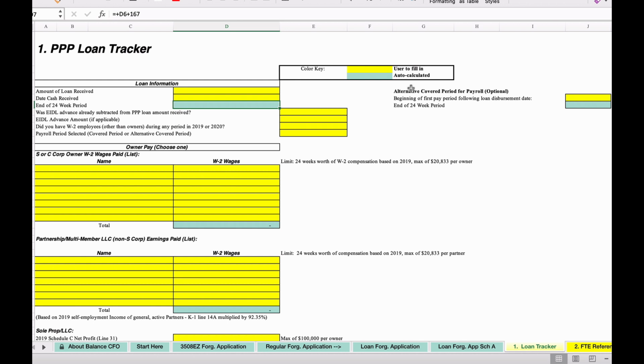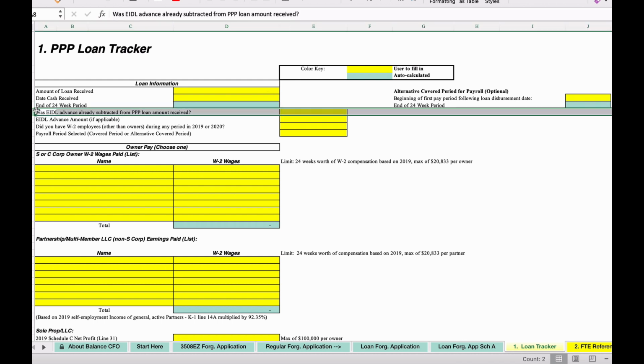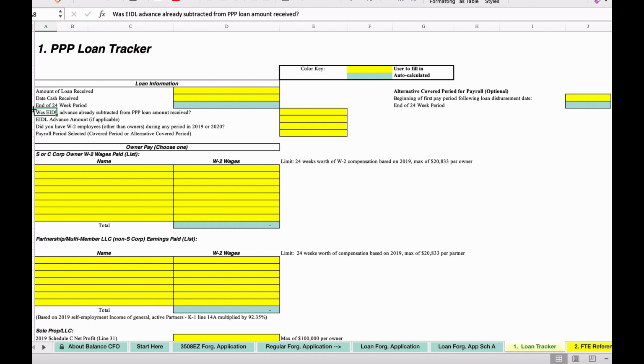It's less important if you're using 24 weeks, because with 24 weeks, you have a little bit more flex, but this was really key, especially if you're picking 8 weeks, you can get an additional payroll period in there. That alternative covered period, though, is only available if you are doing bi-weekly or more frequent payroll. So if you only pay monthly or you pay twice a month, you can't choose the alternative covered period for payroll.